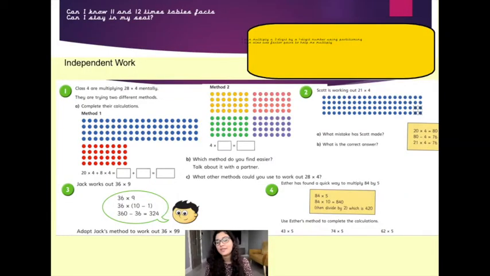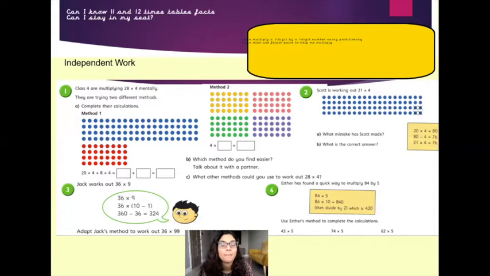Here is your independent work then. We have questions 1, 2, 3, and 4 to do. Now you can pause the video and work them out now, and then when you unpause the video, you will see me going through them with you. Right, so let's see if we can do these together then to double check your answers.